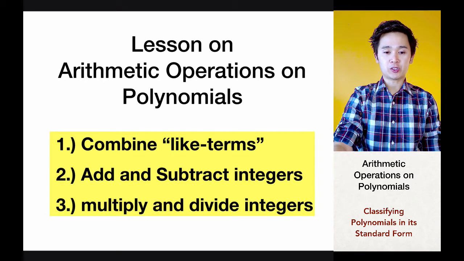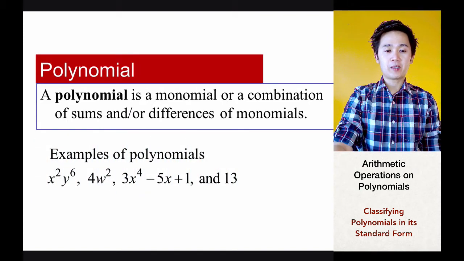and divide integers. Now by definition, polynomials are basically monomials with the combination of its sums and its differences. And examples of polynomials are x squared, y squared, and 4w squared, and 3x to the fourth minus 5x plus 1, and the number 13.